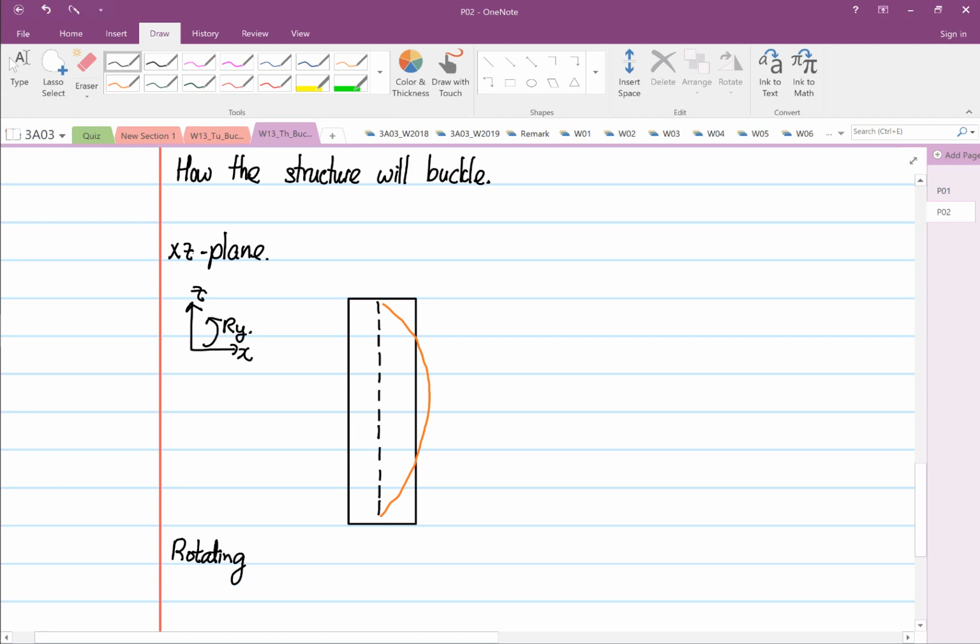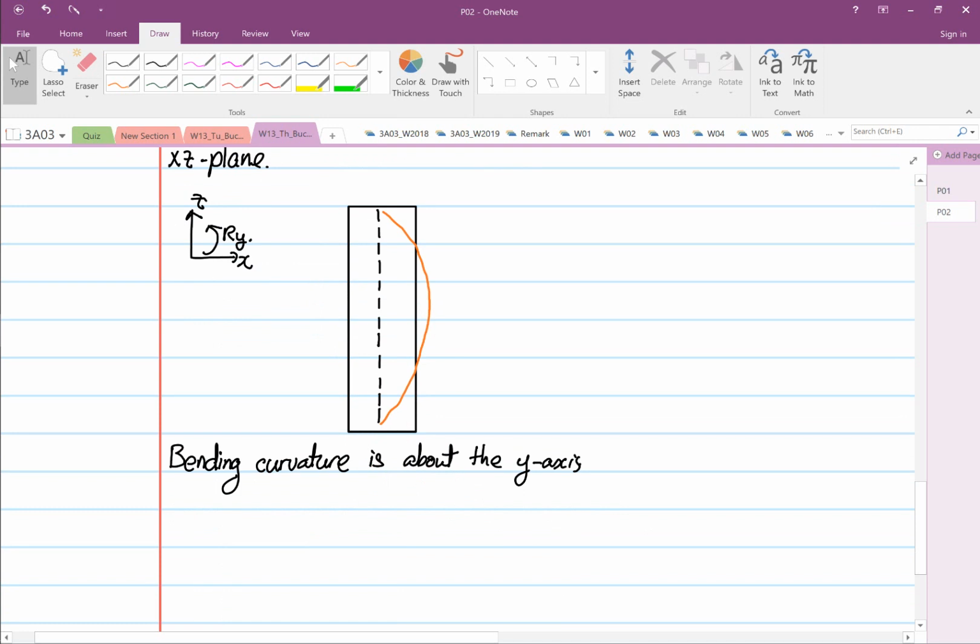Right, there's a rotation, or it's not a good name, but bending curvature is about the y-axis. Or the rotation, if you can call it that, is about the y-axis. So this is the curvature, and this is how our structure is bending. You can see our structure is bending this way, right?